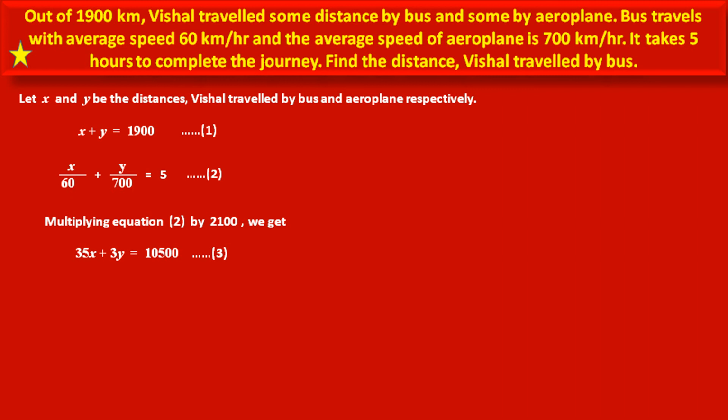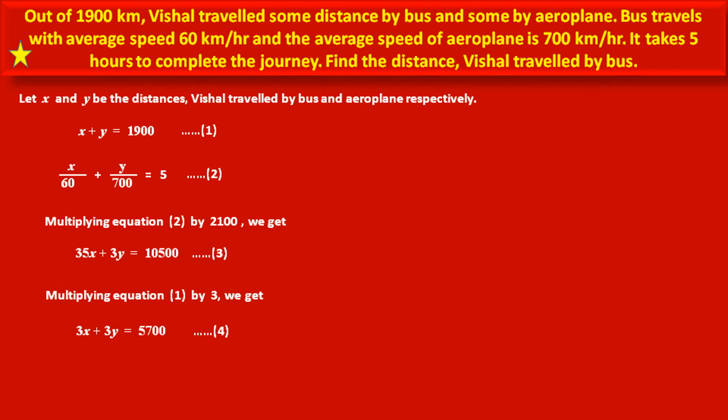Now we have to solve two equations simultaneously, 1 and 3, because in place of 2 we now use equation 3. In equation 1 the coefficient of y is 1, and in equation 3 the coefficient of y is 3. We have to make them equal, so we multiply equation 1 by 3. So multiplying equation 1 by 3 we get 3x plus 3y is equal to 1900 into 3, that is 5700. This is our equation number 4.